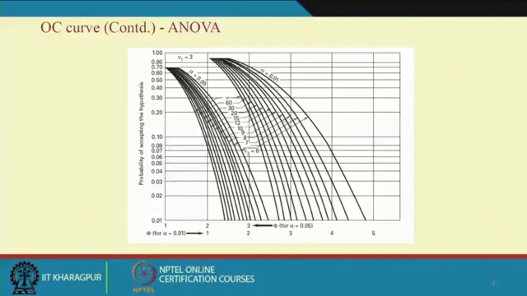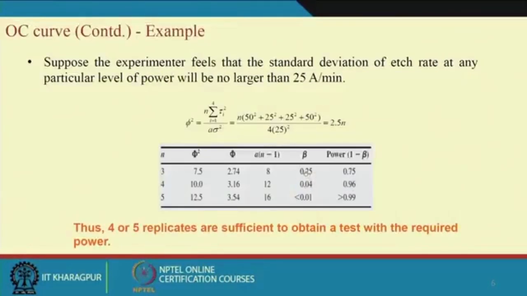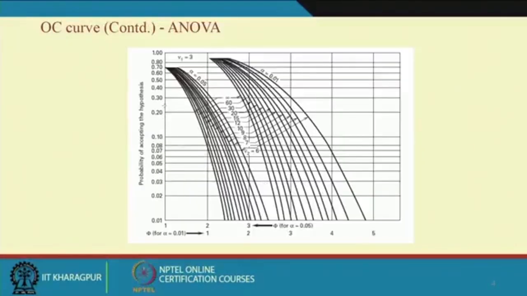Suppose I consider alpha equal to 0.01, then what is the situation? 2.74 is somewhere here, and nu 2 equal to 8 means this one. Alpha is given, nu 1, nu 2 are given, phi is 2.74. If we see, 8 means this is the curve, so somewhere here we are coming like this. So, our beta is 0.25, and we are considering alpha equal to 0.01 in this case. Given alpha 0.01, phi equal to 2.74, nu 1 equal to 3 and nu 2 equal to 8, you are getting beta equal to 0.25.